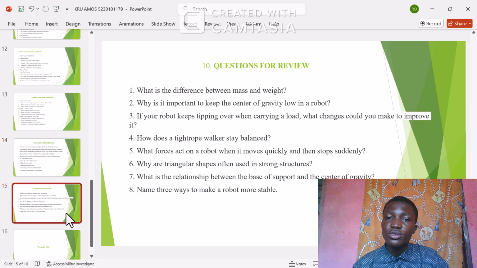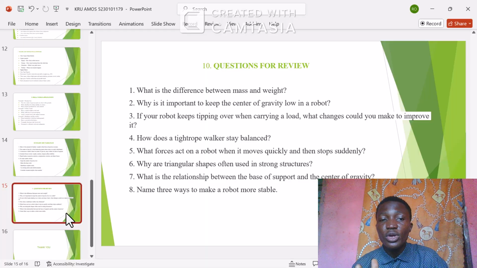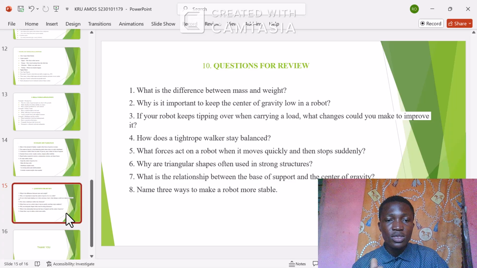So, questions for review. What is the difference between mass and weight? Why is it important to keep the center of gravity low in a robot? If your robot keeps tipping over when carrying a load, what changes could you make to improve it? How does a tightrope walker stay balanced?